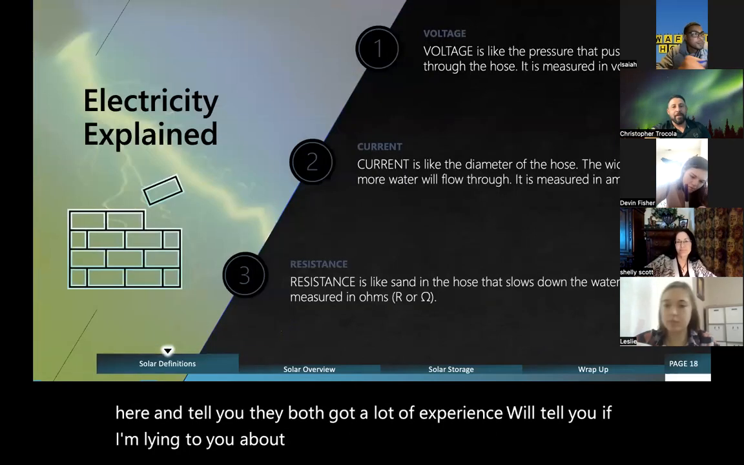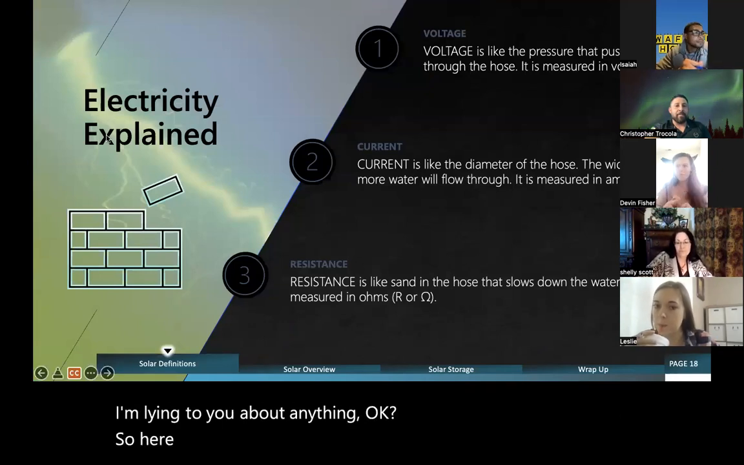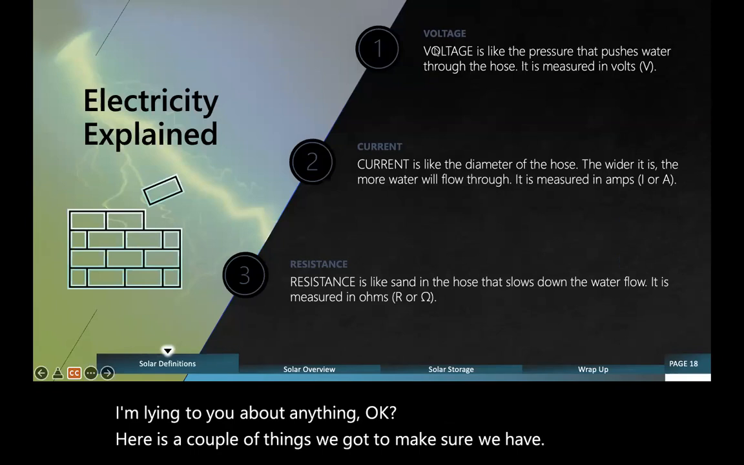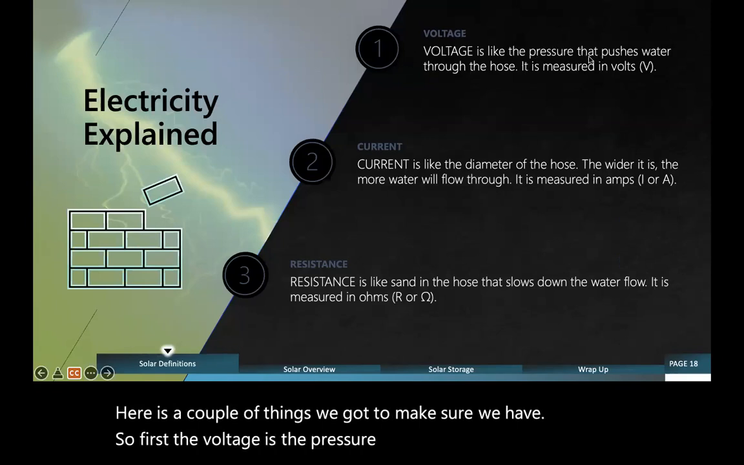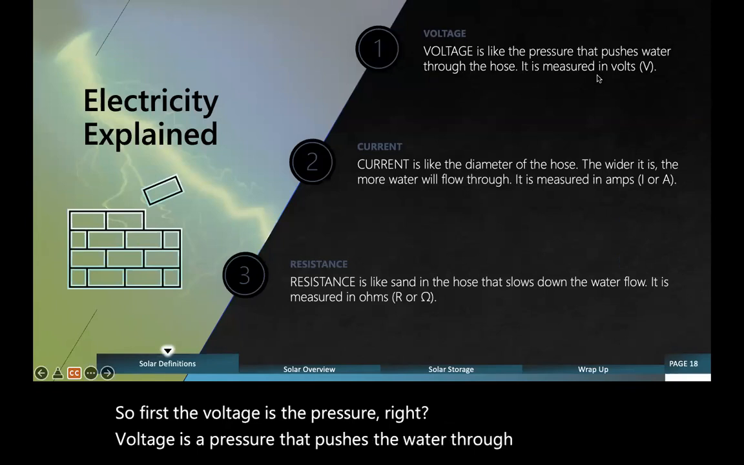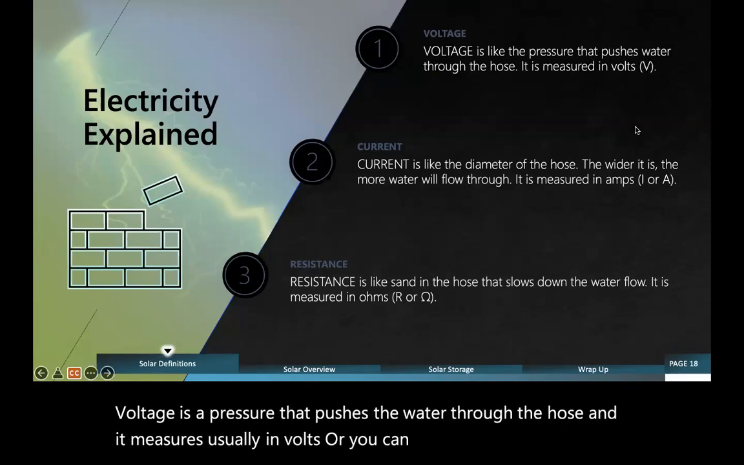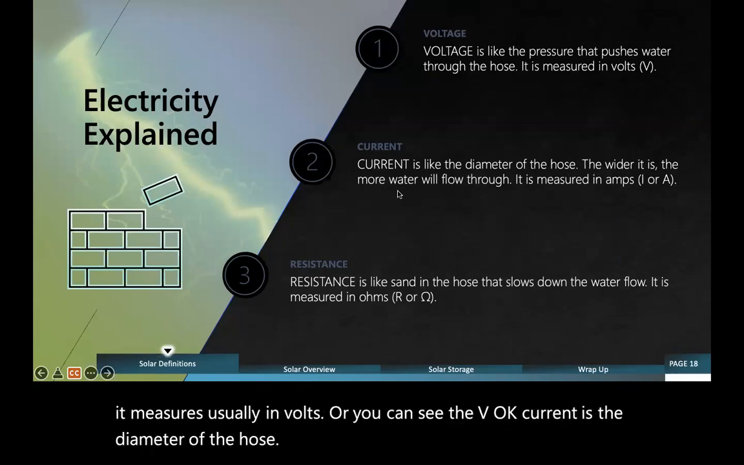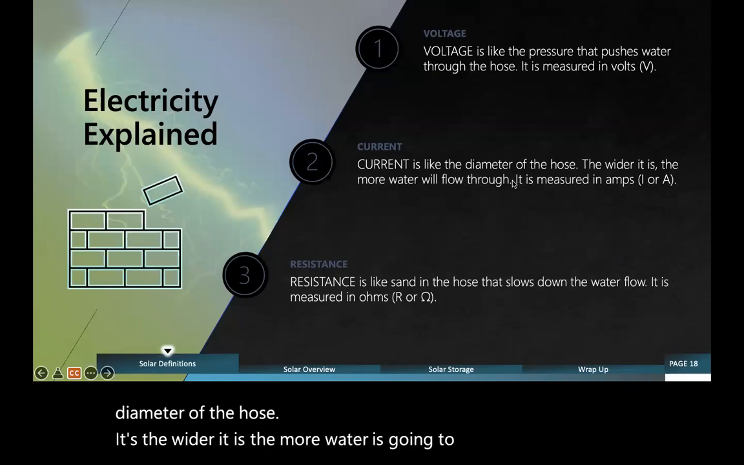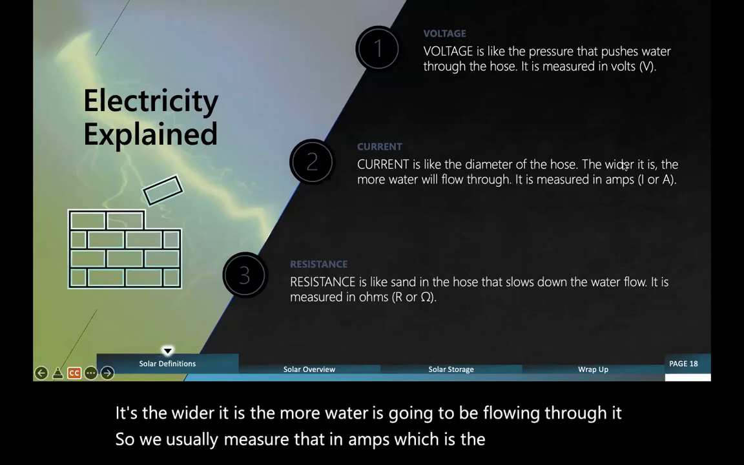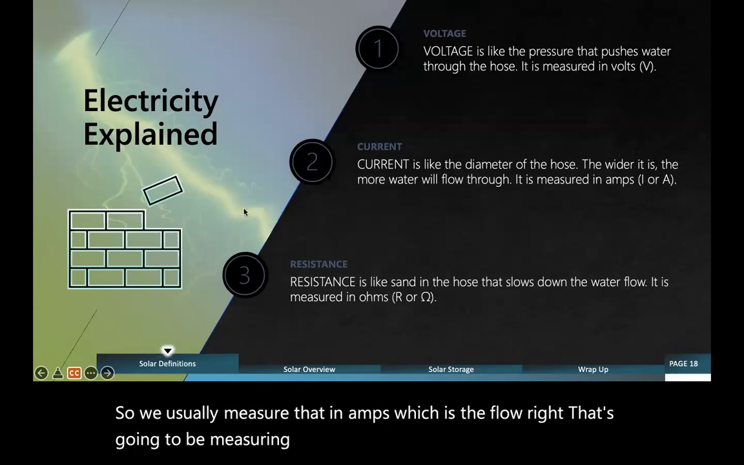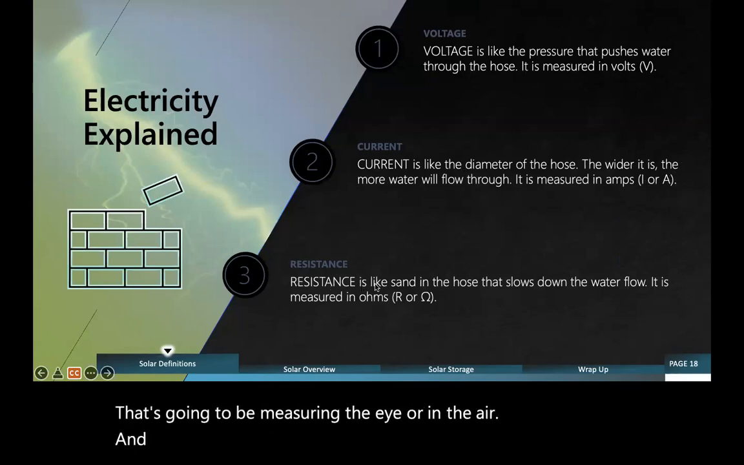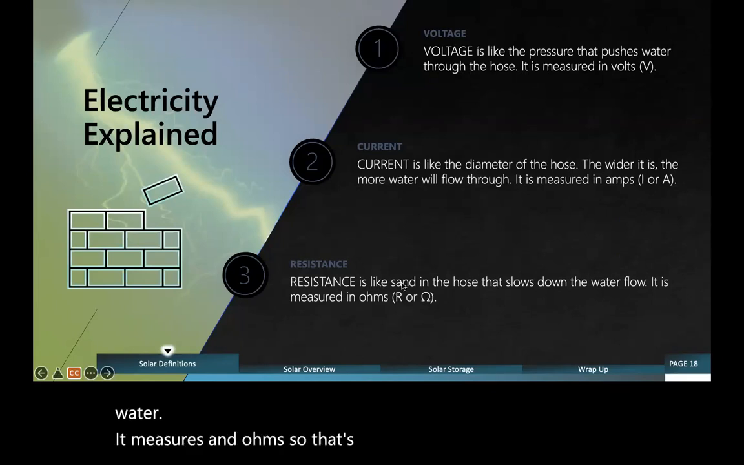Okay. So here are a couple of things we have to make sure we have. First, the voltage is the pressure, right? Voltage is the pressure that pushes the water through the hose, and it's measured usually in volts, or you can see the V. Current is the diameter of the hose. The wider it is, the more water is going to flow through it. So we usually measure that in amps, which is the flow, measured with the I or the A. And then resistance is like sand in a hose, which slows down the water. It's measured in ohms, so that's where we have this symbol, or we can use the R.